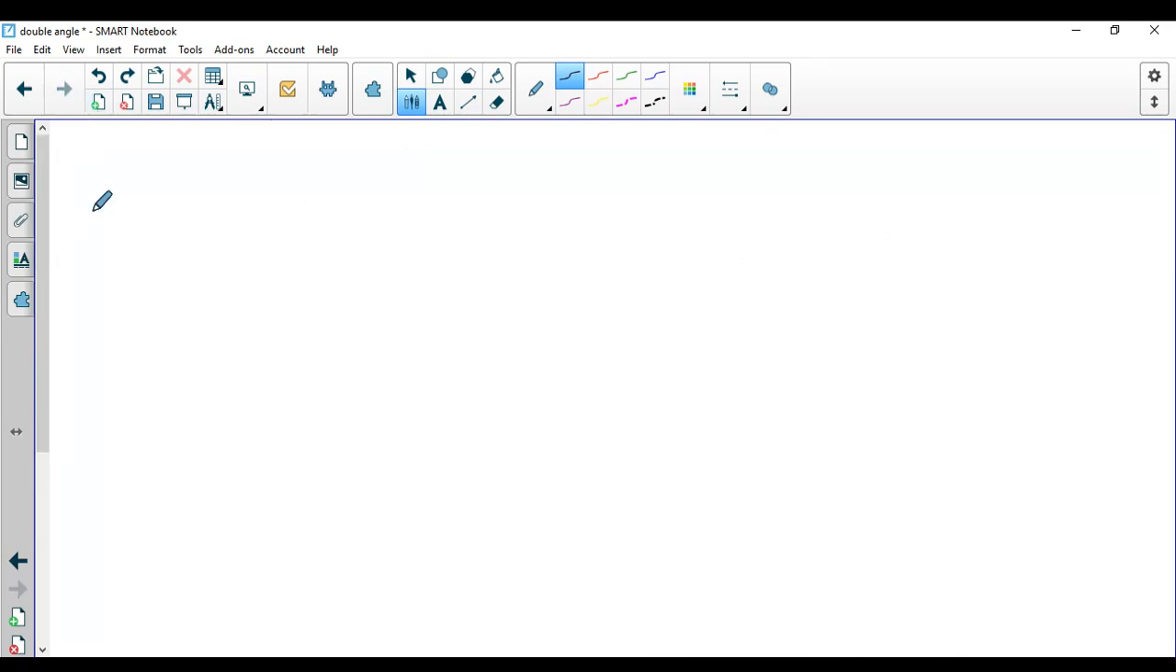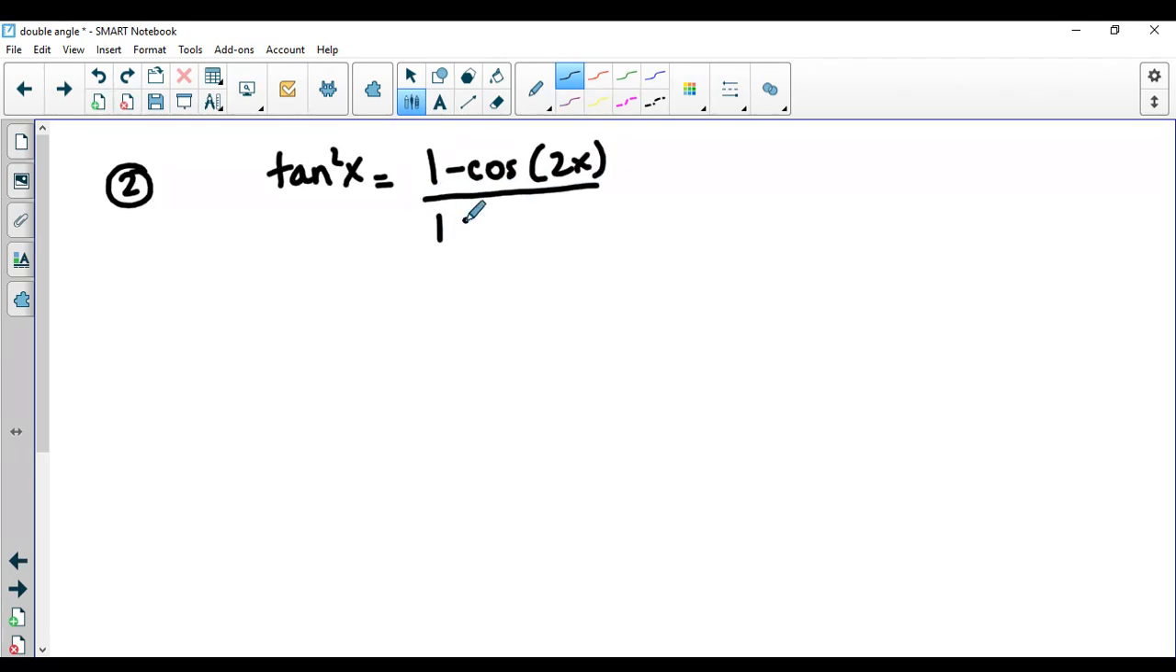So let's do our second example. And the second example has tan squared x is equal to 1 minus the cosine of 2x over 1 plus the cosine of 2x. Okay, so it's the same idea. They're both complicated in the sense that tan squared can be expressed as sine squared over cosine squared. So that's where the sine and the cosine will come from. But we also have to simplify the double angles. So I'll start with that.